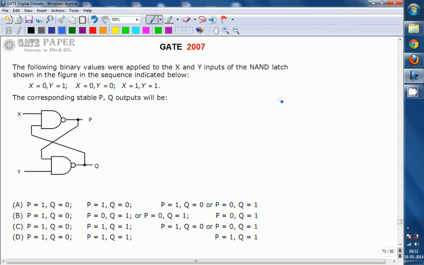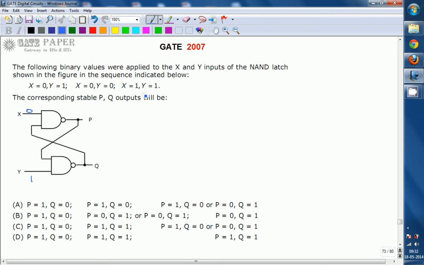Okay, so the first time, what we are applying is X is equal to 0, Y is equal to 1. And we know from the truth table of a NAND gate that if at least one of the inputs is 0, the output is always 1, irrespective of the other input.